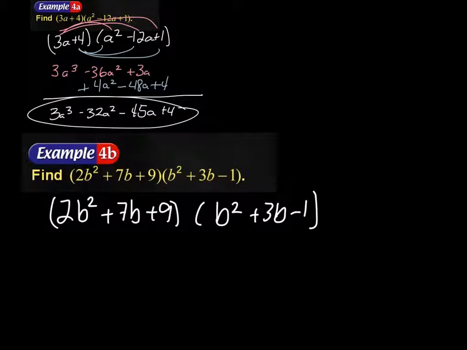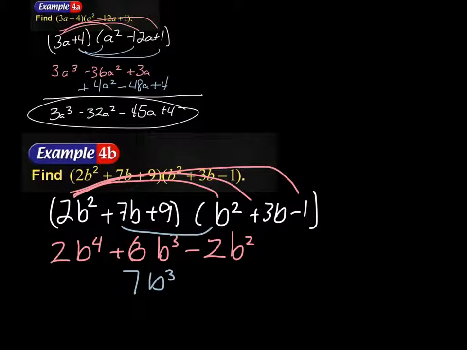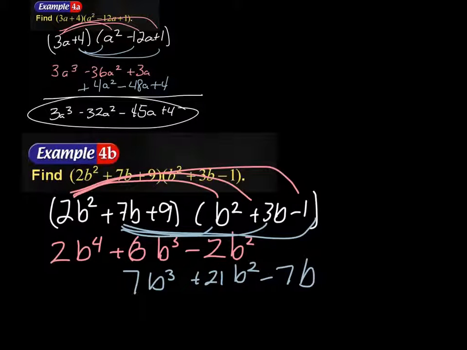So I'm going to do the same process with a trinomial. First term. So I've got 2b squared times b squared is going to be 2b to the 4th. Plus 2 times 3 is 6b cubed. And negative 2b squared. And we're going to take the 7b times all 3 terms. So we're going to have 7b cubed plus 21b squared minus 7b. And I'm out of colors, so I guess I'll go back to white.